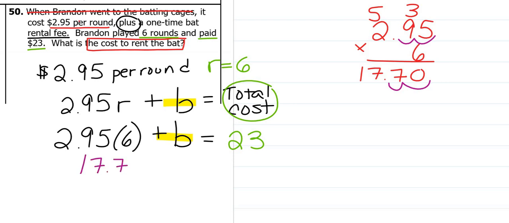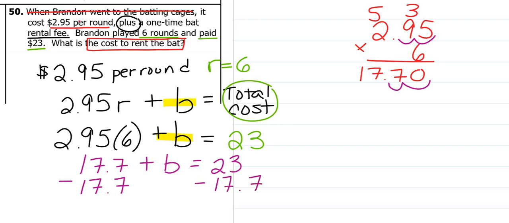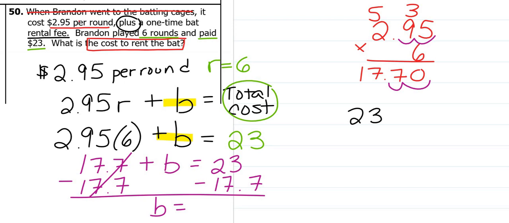So I'm going to put that down, 17.70, or I didn't even have to put the 0, plus the cost of renting the bat equals 23. Now, we're going to subtract 17.7 from both sides, and we're going to be left with the cost of the bat. So a little bit more math here. 23.00 minus 17.70.